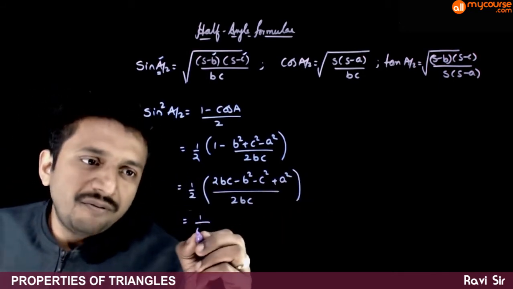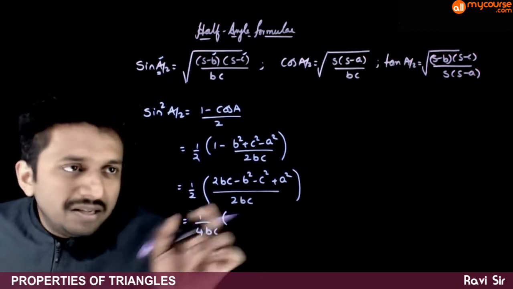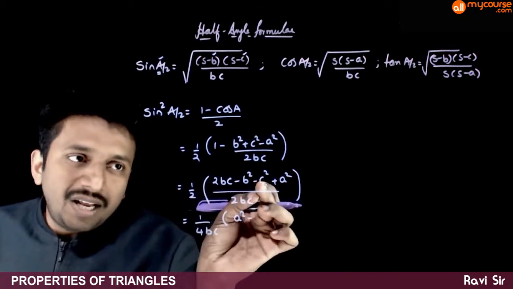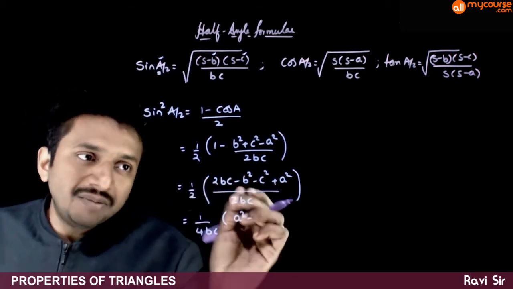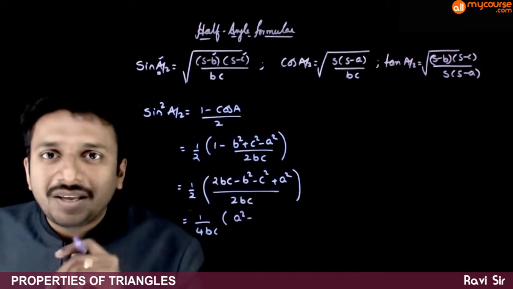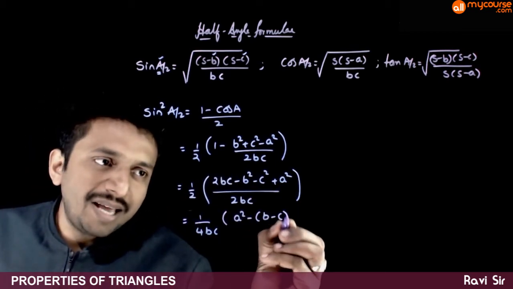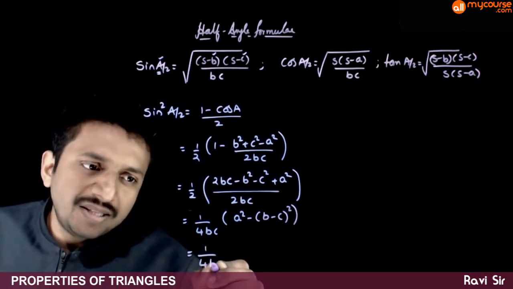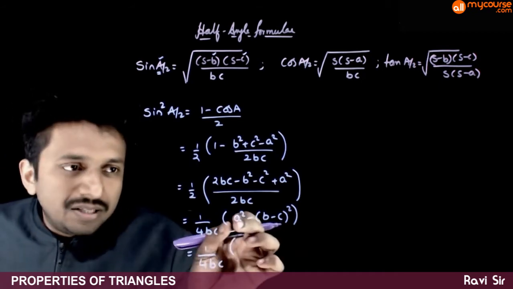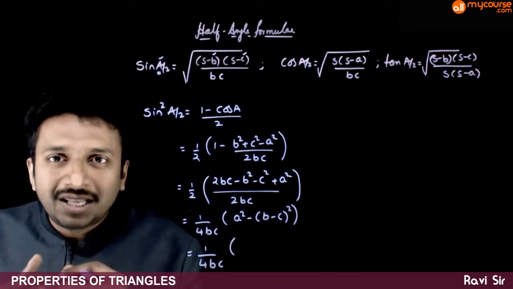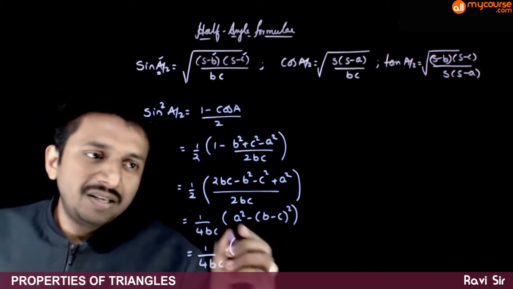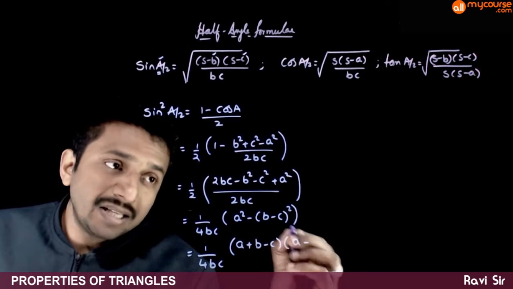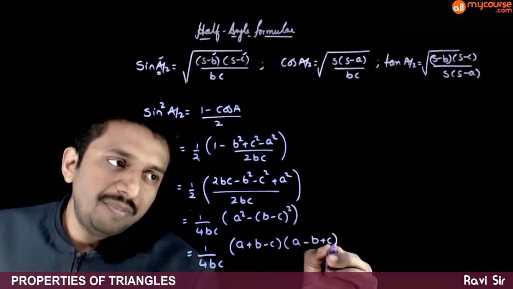That is equal to 1 by 4BC times A square minus, if you take a minus common from these three terms, you get B square plus C square minus 2BC, that is B minus C whole square. So that is equal to 1 by 4BC times, this is of the form A square minus B square, which is nothing but A plus B into A minus B. That is A plus B minus C times A minus of B minus C, that is A minus B plus C.